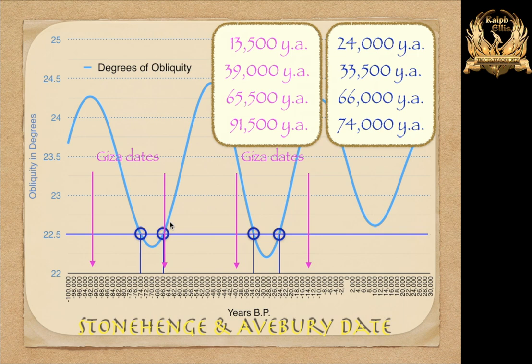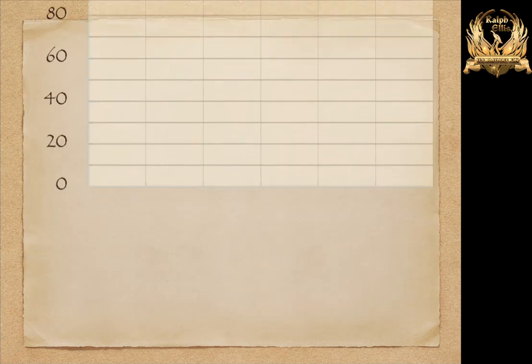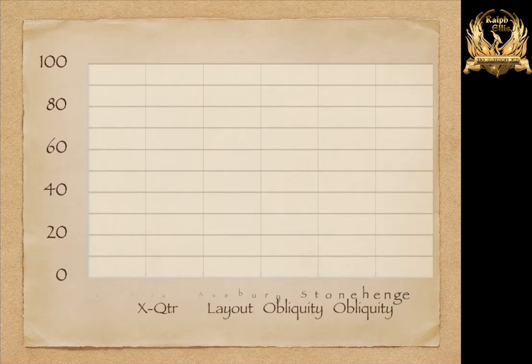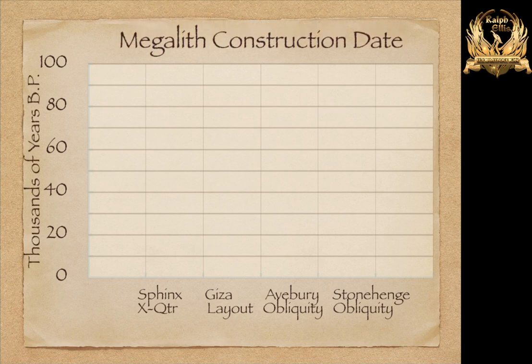Well, let's have a look at this graphically, because it's probably easier to see. So let's draw a little graph of these dates. This is our megalithic construction date chart. And on the left side here, we get thousands of years ago for the construction date of the megaliths, between 0 and 100,000 years ago. And at the bottom here, we have the four methods we've just looked at for dating these megaliths.